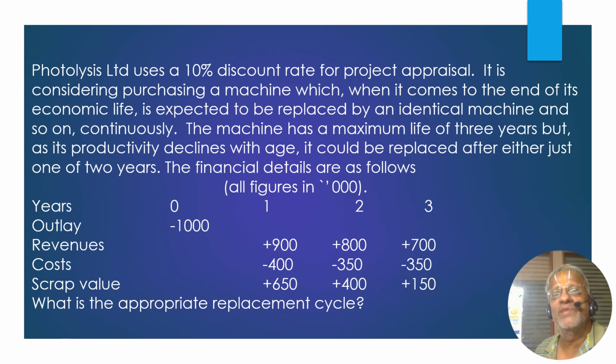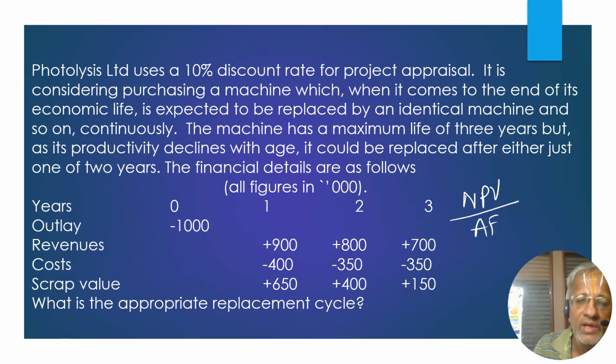So what are we expected to do? We are expected to use a tool called equated annual benefit. What is the formula for equated annual benefit? The formula is going to be a very simple one. It is nothing but the net present value that you arrive at divided by the annuity factor. It is not to be divided by the number of years of life. It should be the annuity factor.